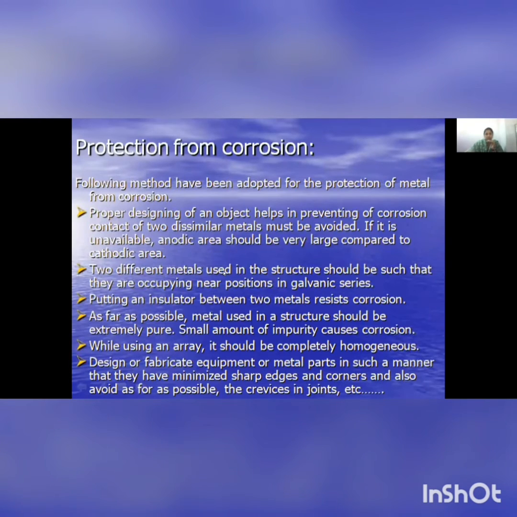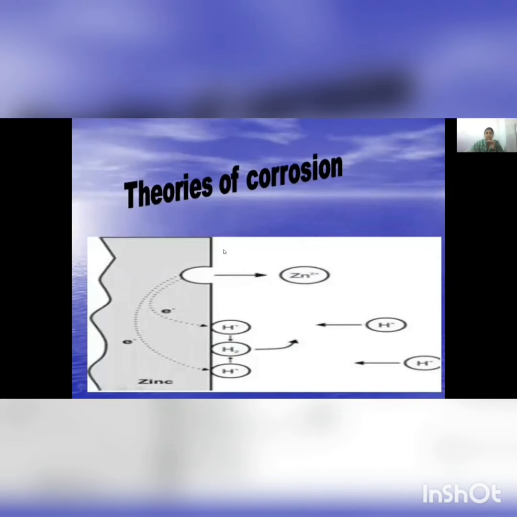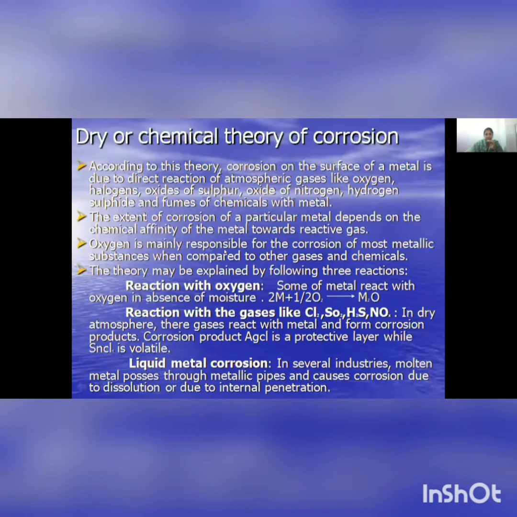How to protect against corrosion? Let's discuss. We have two types of theories. One is the dry or chemical theory of corrosion. So the first one is the dry or chemical theory of corrosion.